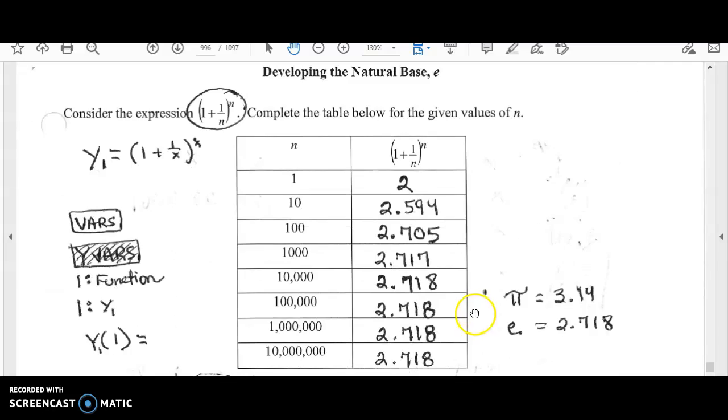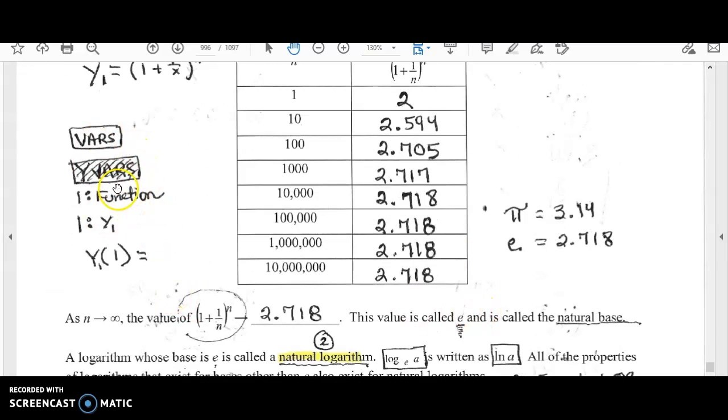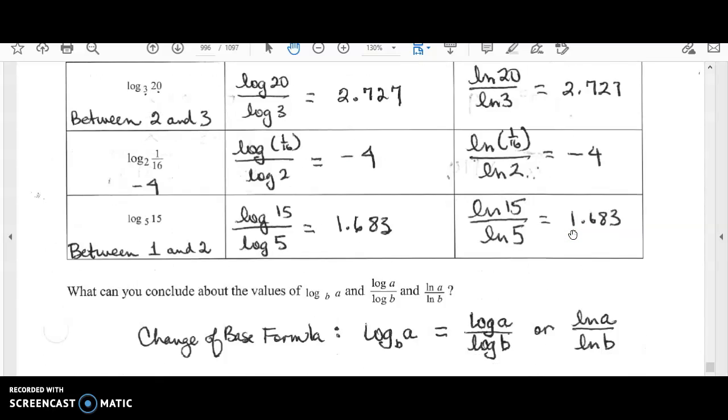So let me scroll down. By the way, the answer key also uses that. Any math teacher will compare e to pi because it's natural to compare those two, because they're constants. They're always the same number. Okay, I should have mentioned that.